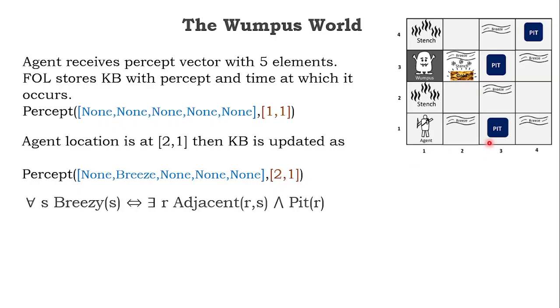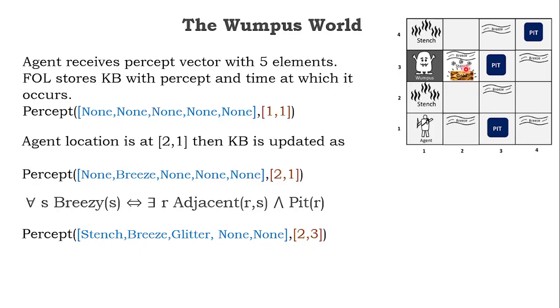Now, how should I say it? Whenever there is a breeze, its adjacent will be a pit. That's what we are telling. For all S, S is a location. S is breezy if and only if its adjacent is a pit, if and only if there exists R such that R is adjacent to S and R is a pit. That's the statement.